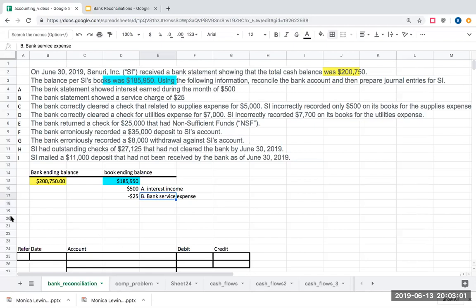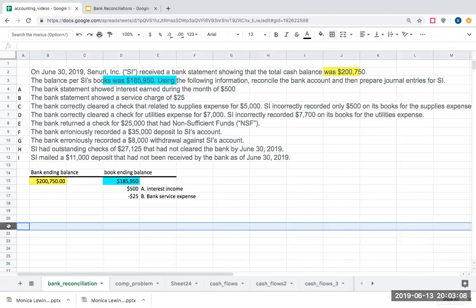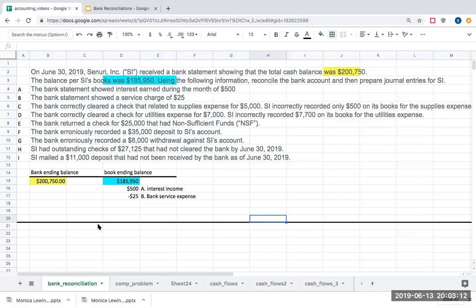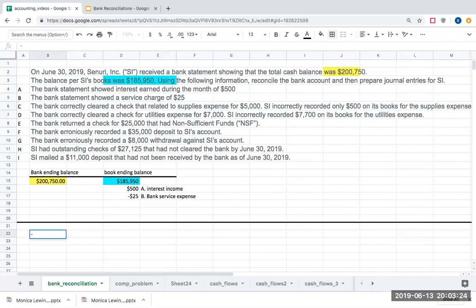So letter C. The bank correctly cleared a check that related to supplies expense for $5,000. And right here, I only recorded $500 on my books for the supplies expense. So the bank correctly showed $5,000 as a deduction on the bank's books. On my books, though, I had only recorded $500. Is this correct? The answer is no. The correct balance is going to be $5,000.